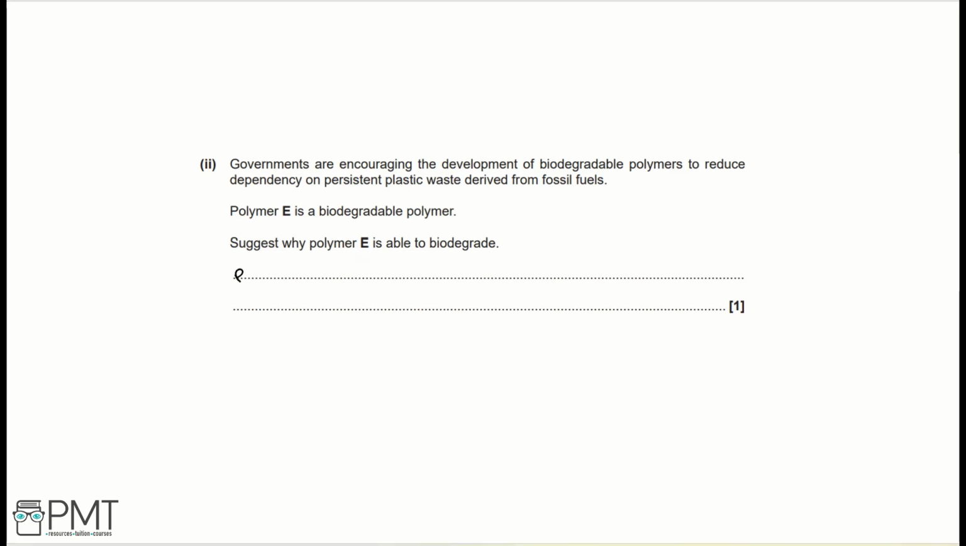So, as we already discovered in part 1, polymer E has an ester group, and this ester group can be broken down, which is why it's able to biodegrade, because it can be broken down via hydrolysis. To get the mark for this question, you need to write this statement. Ester group can be broken down via hydrolysis.